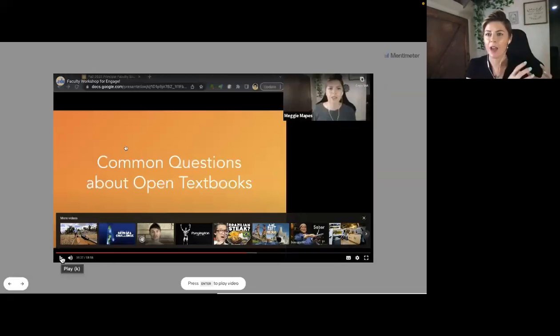So we started out in the faculty workshop really saying, what are some of the core problems that students are addressing around affordability and inclusivity in particular? And then we want to introduce them to open as a potential solution. But in order for that solution to make sense as something that can overcome the barriers that were mentioned, we want to make sure faculty have a clear idea about not only what open is, but the process of how open textbooks are created.